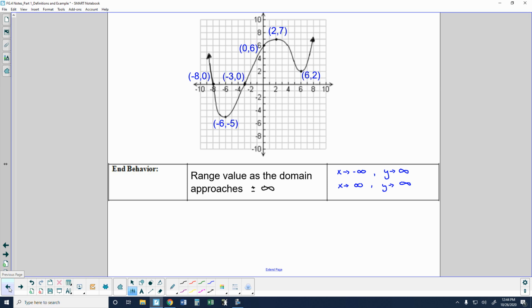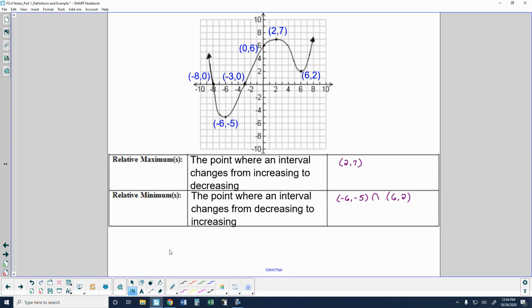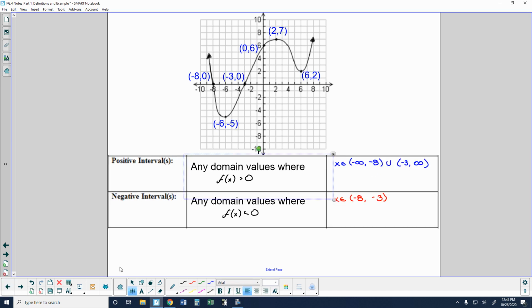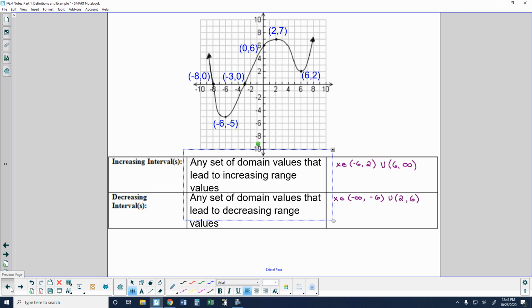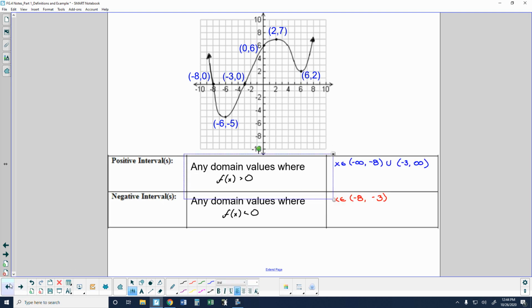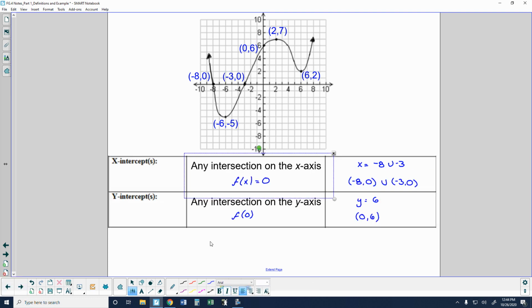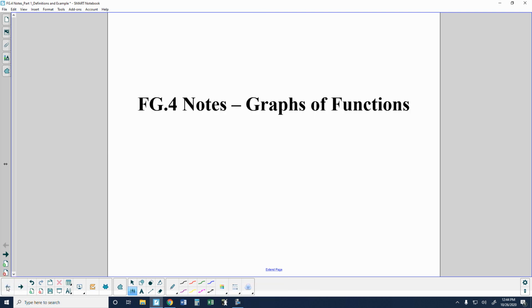So we have each of the definitions down that we're going to use to take a look at and describe different parts of graphs of functions. We will continue on from here and take a look at a couple more examples and then a little bit of application of functions and graphs.